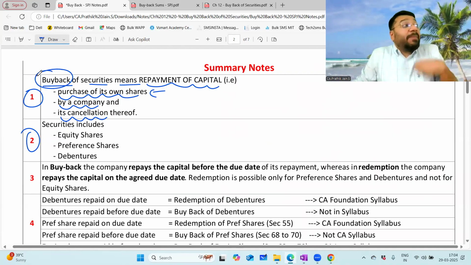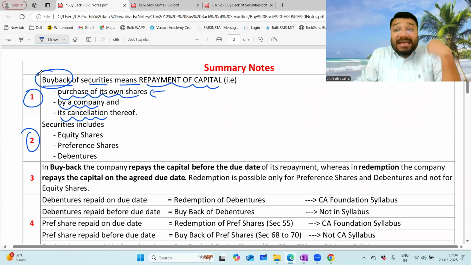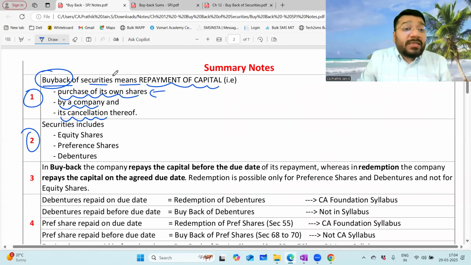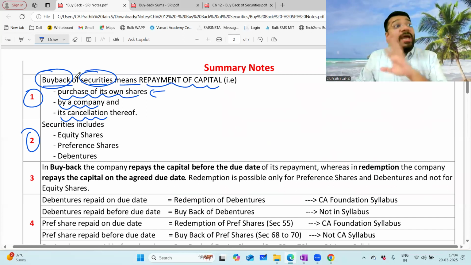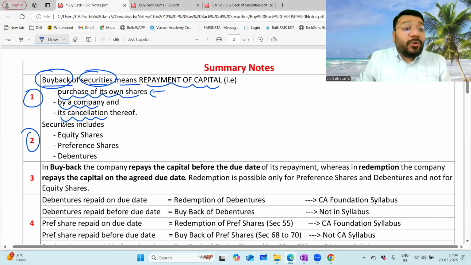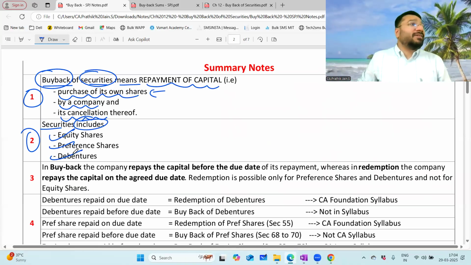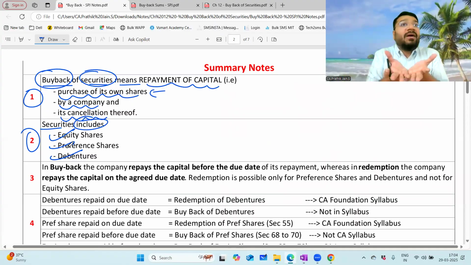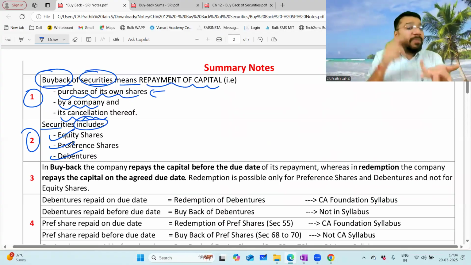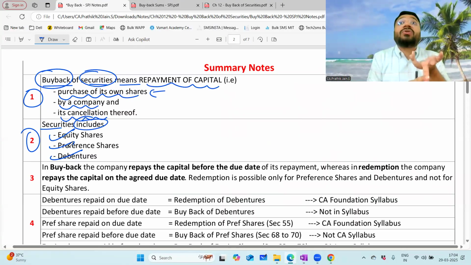Buyback means what? Repayment of the capital. Buyback is a process of repaying the money back. What is the meaning of securities? They've not used the word shares here. They use the word securities. Is security equal to share? No. Security includes equity share, preference share, and debentures. Security is a very broad term. Under that we have equity, preference share, and debentures also.